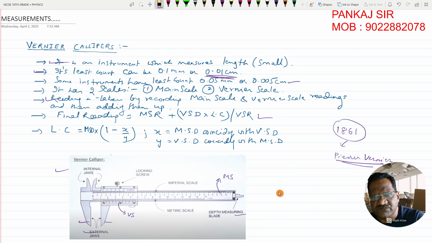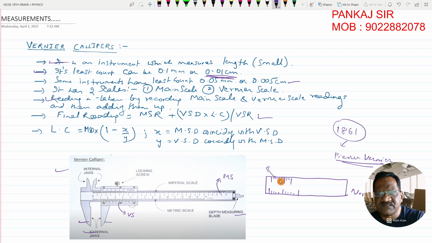Now, if you take a normal scale, the normal scale which you find in the compass box, it is a long scale like this, and the calibration done on this scale is in inches on one side, and in centimeter on the other side. You can see this is in centimeters, something like this. Right, so this is a normal scale.